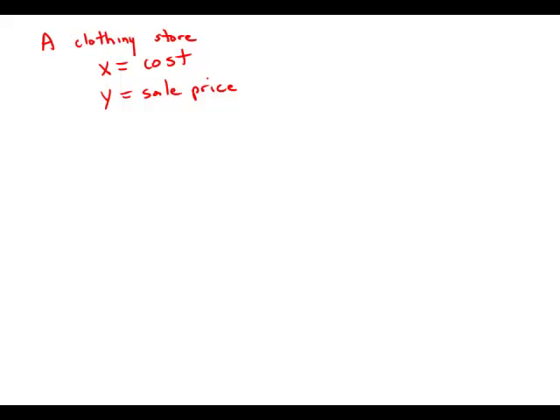A clothing store acquired an item at a cost of X dollars and sold the item for Y dollars. The store's gross profit from the item was what percent of its cost for the item?